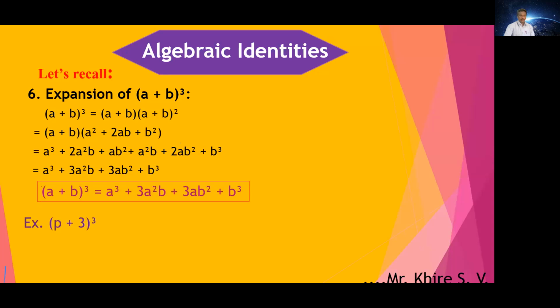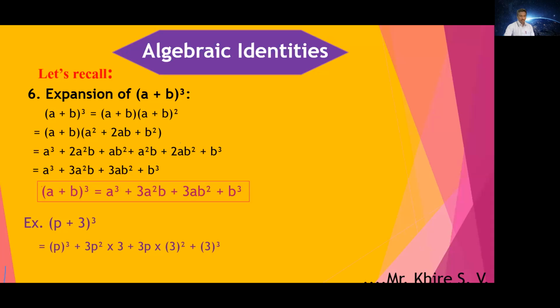Now, we will take an example for this. For example, p plus 3 whole cube. Use the above identity a plus b whole cube for this example. A means p and b means 3. Value of b is 3.